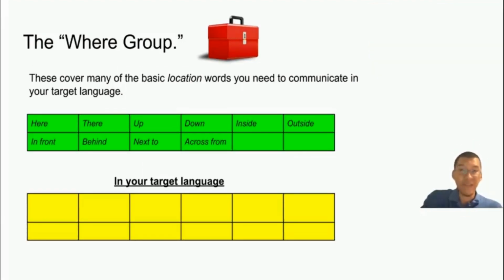And so similarly, here is the homework assignment. Green is English, and in your target language will be yellow. Okay, so similarly, here is the assignment for your where group. It's already filled in English. You just have to fill in your own for your target language, like I did with French.